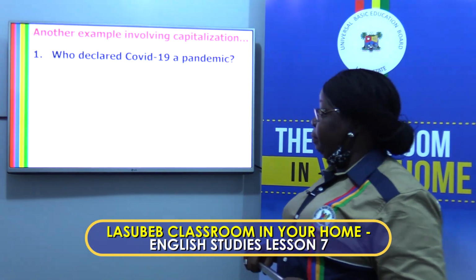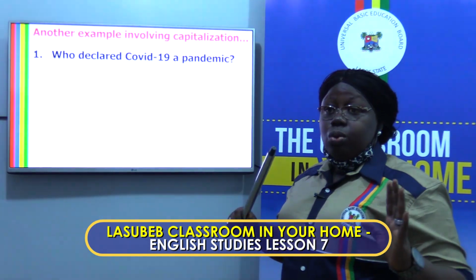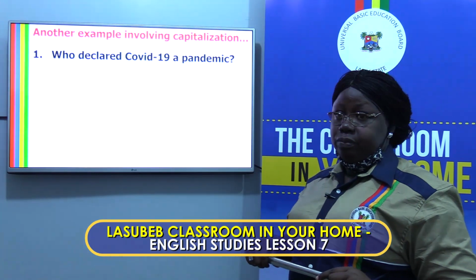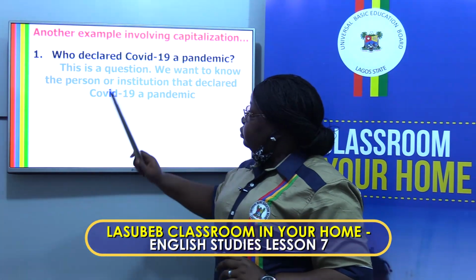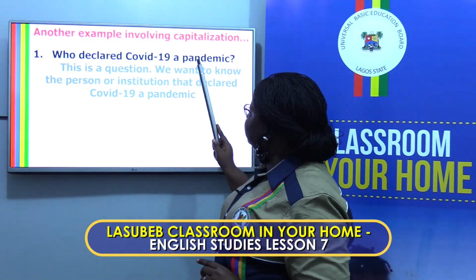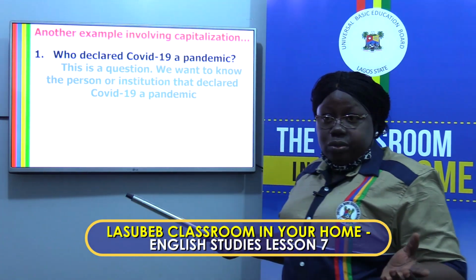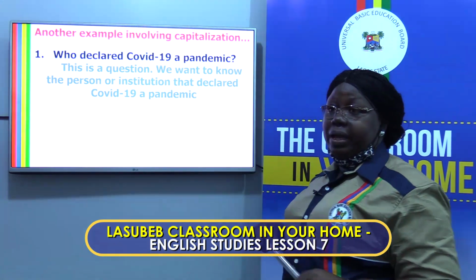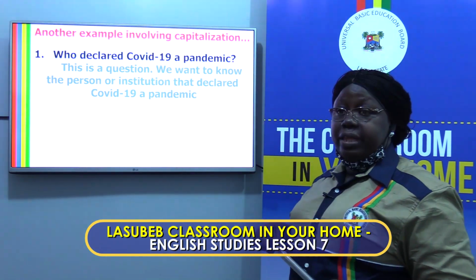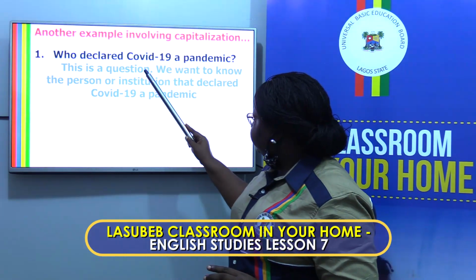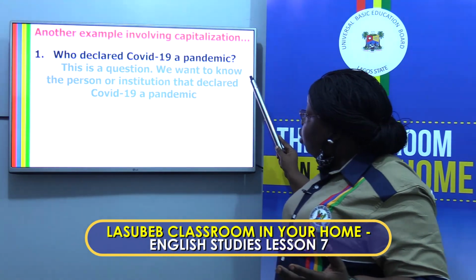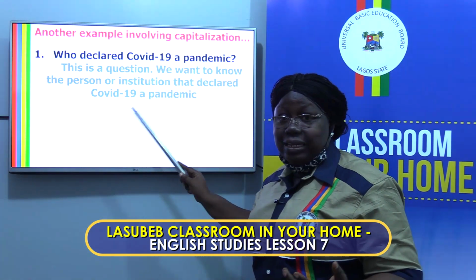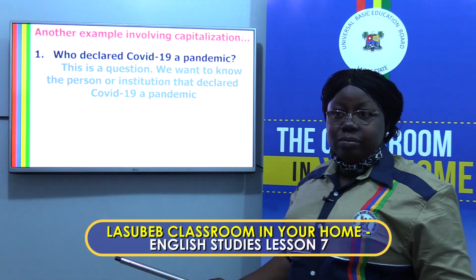Let's look at another example, and this has to do with capitalization. Number 1, who declared COVID-19 a pandemic? Question mark is put there. This is a question. It means we want to know the person or institution that declared COVID-19 a pandemic.